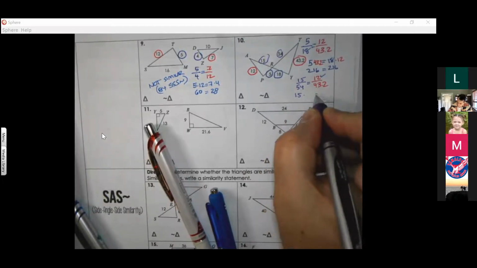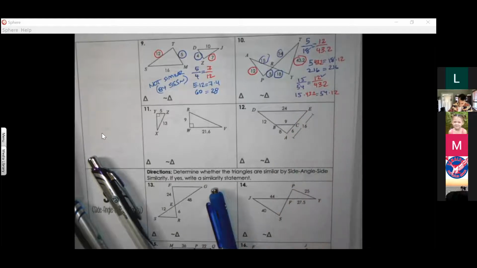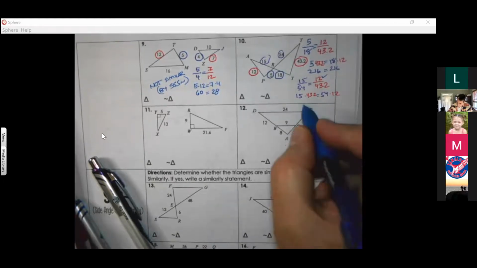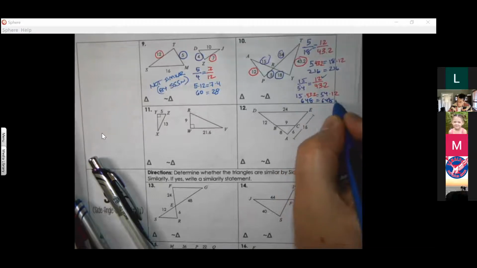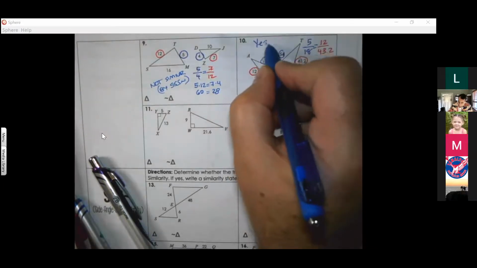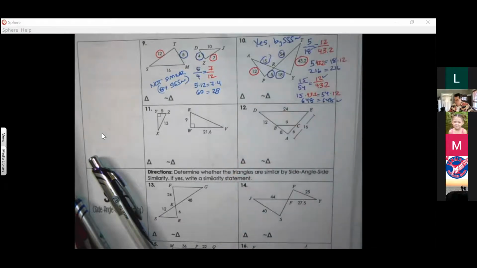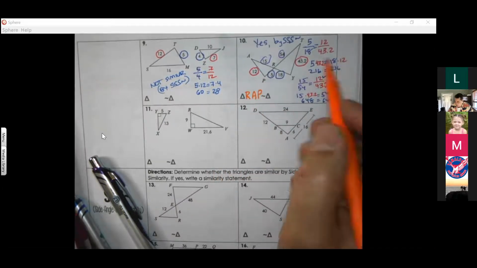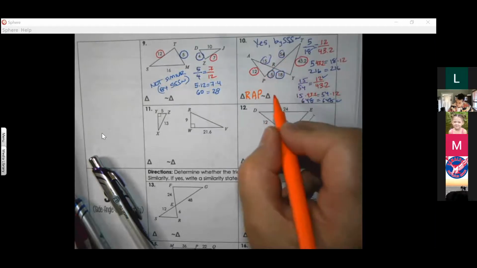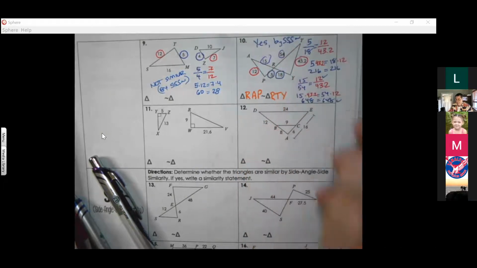So 15 times 43.2 equals 54 times 12. So I get 648 equals 54 times 12 equals 648. So that gives me all 3. So I'm going to say yes by side, side, side similarity, which means I can demonstrate that they're similar by using a similarity statement. So I'm going to go with wrap. And R is between purple and blue. So purple and blue, it's again R. I went along the purple to A, so I'm going to go along the purple to T and then Y. Okay. Any questions?